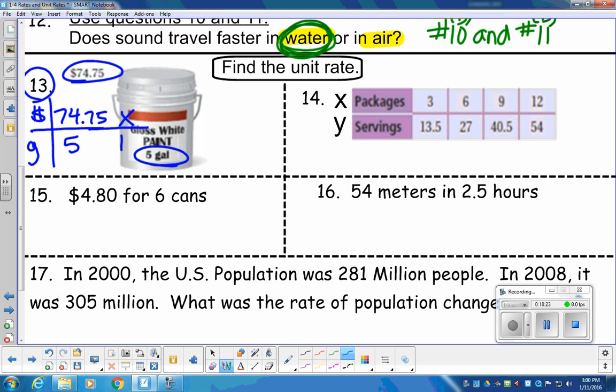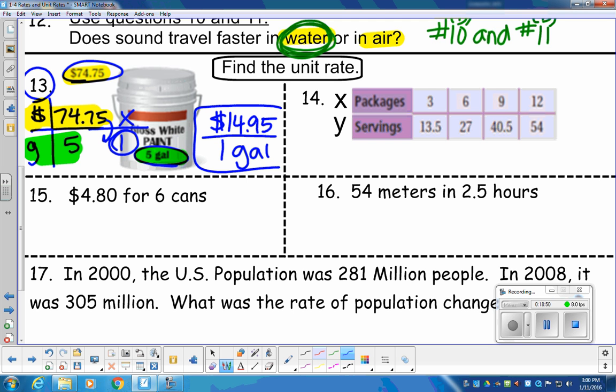So we have dollars compared to gallons. I have my dollars here compared to my gallons here. I know that's a little hard to read in that paint can. So how much for 1? Division problem, $74.75 divided by 5. Everybody should be typing that in. $74.75 divided by 5 gives me $14.95 for 1 gallon of paint. So your answer should be $14.95 for 1 gallon of paint.